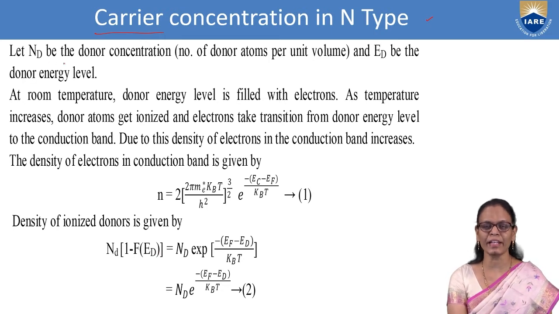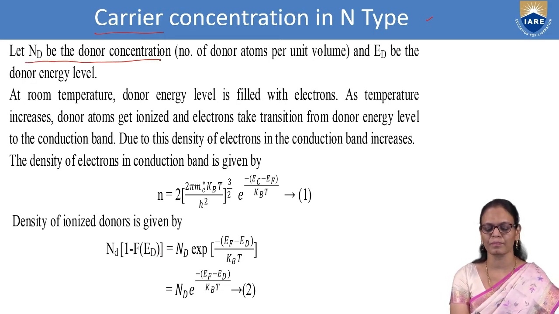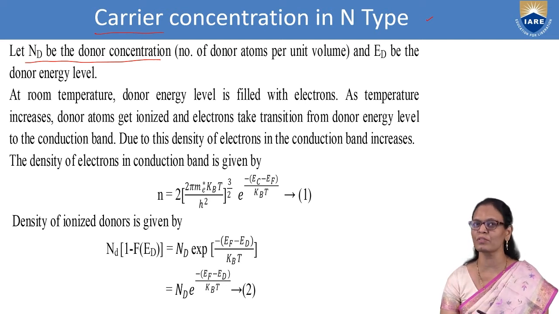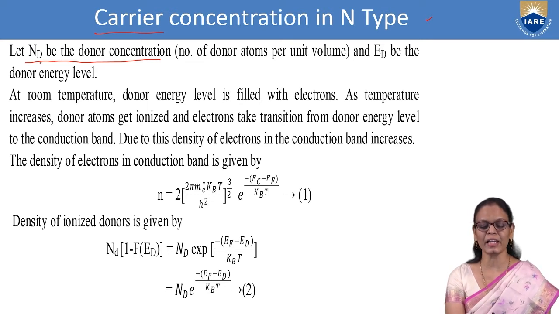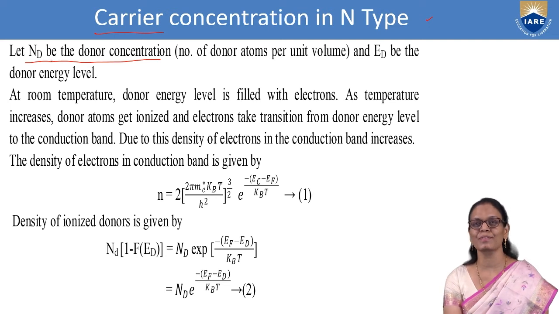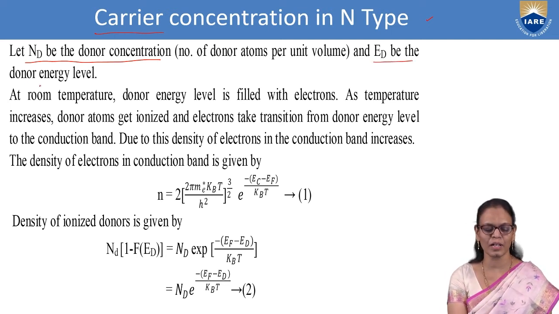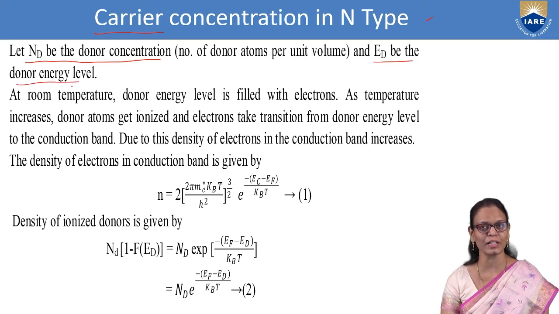Now let Nd be the donor concentration, meaning the number of donor atoms per unit volume we are adding. We call it the donor concentration. I said in doping, what we are doing is adding an impurity. So if we are adding Nd number of donor atoms per unit volume, we call that the donor concentration. And Ed is the donor energy level, the energy level that is slightly below the conduction band.